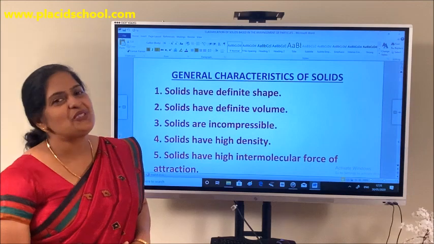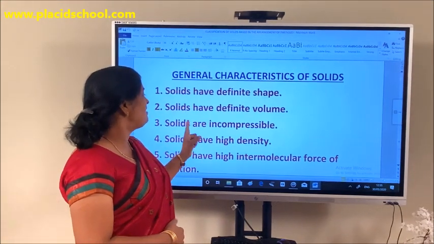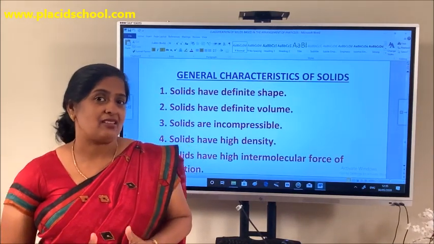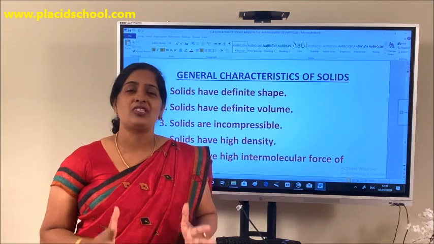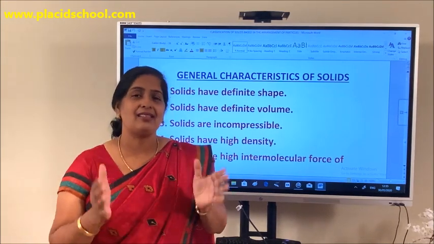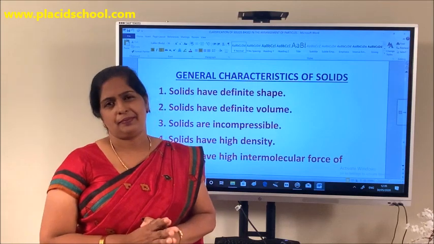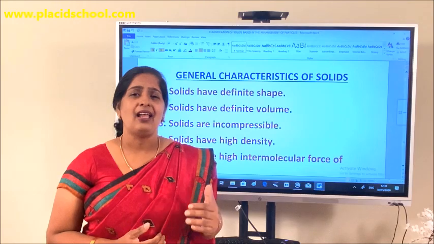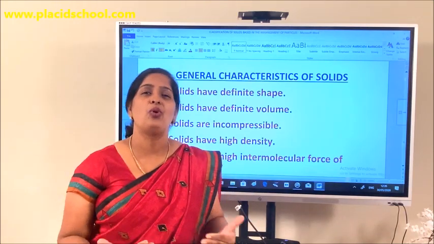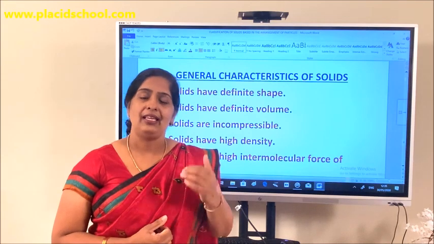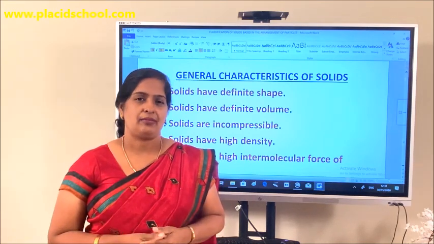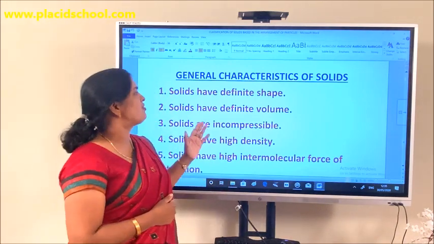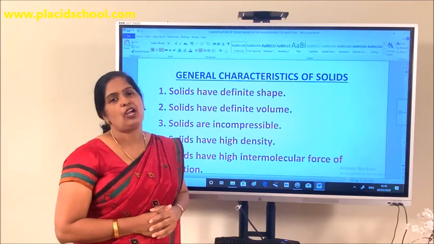Now, move on to the third point. Solids are incompressible. Among the three states of matter, solids are the most compressed one. I mean, the particles in the solids are closely packed. Or it is said the compressibility of solid particles are about 10 raised to 6 times more than the particles of the gaseous state of matter. So the third general characteristic of solid is solids are incompressible.